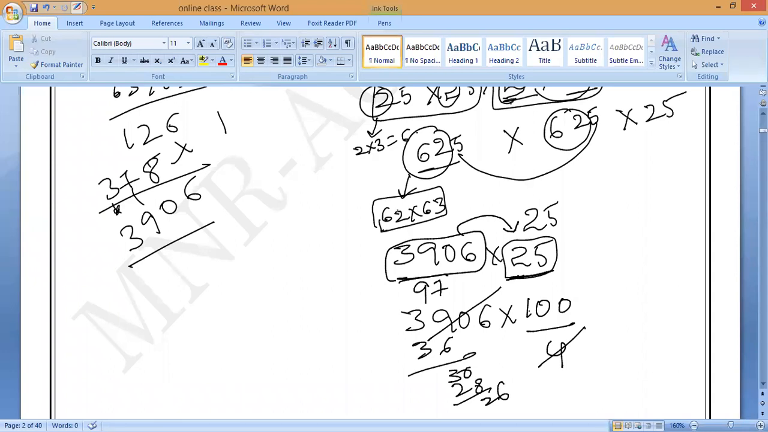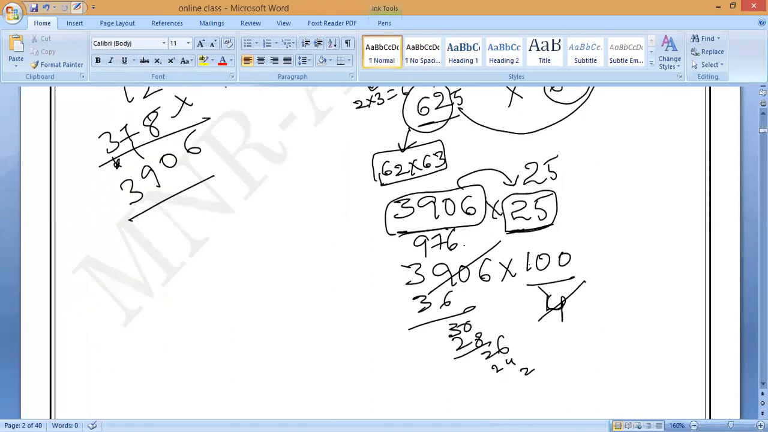26 means 4 how many times? 4 6s are 24, remaining 2. So keep the point. 2 5s are, 4 5s are 20. So what is the answer? 97650. Which option is correct? Option A is correct.